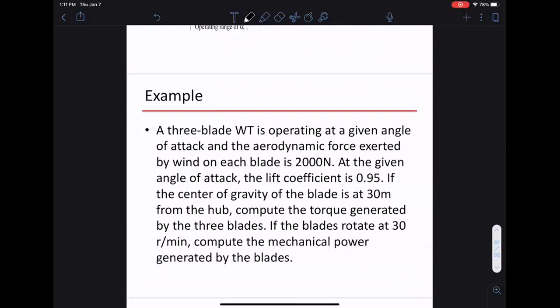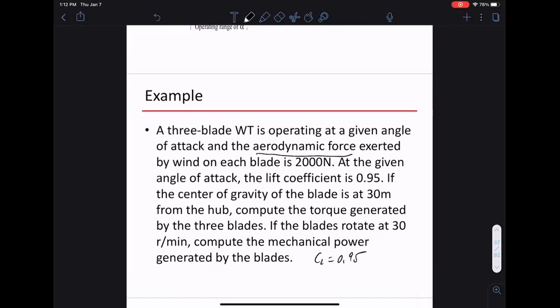So let's do an example to see how this is used. This is quite a typical example. Basically what this says is a 3-bladed wind turbine. All of our wind turbines will be 3-bladed. The wind exerts an aerodynamic force on each blade. The total force we have is 2,000 newtons. Then we pick some particular angle of attack to get a coefficient. The lift coefficient is 0.9. Some angle of attack, we get this lift coefficient.